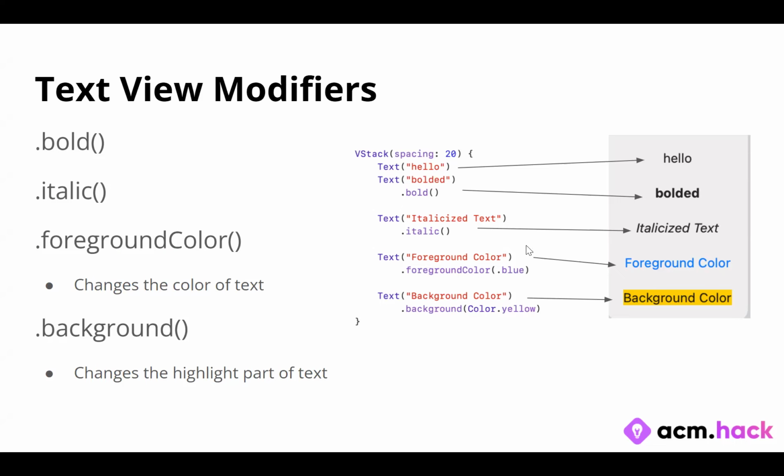We have dot frame, which changes the height and width of the view. Corner radius rounds the corners in case you wanted something more circular. And you have shadow, which creates a shadow, and dot border, which outlines the image.